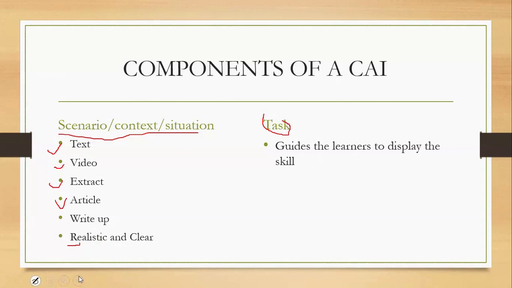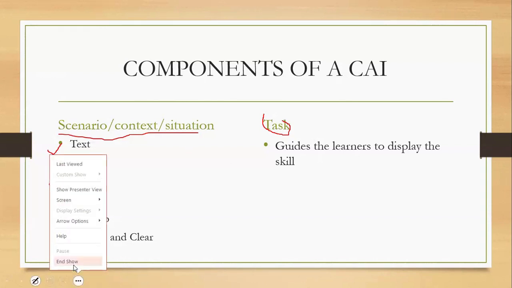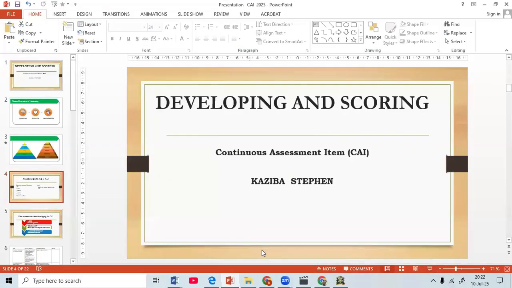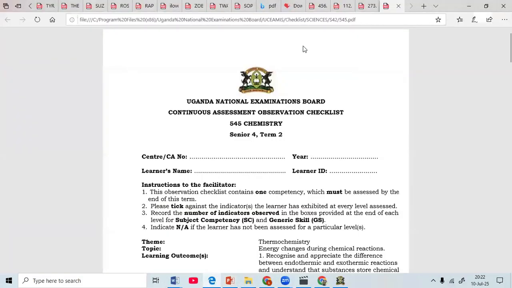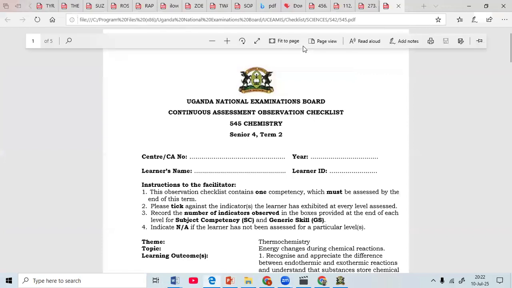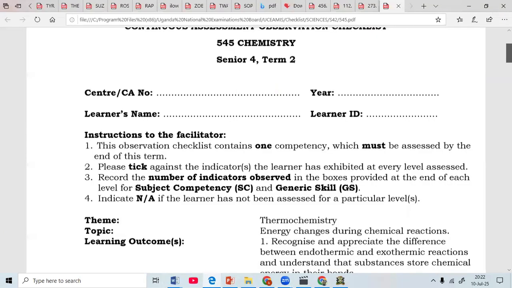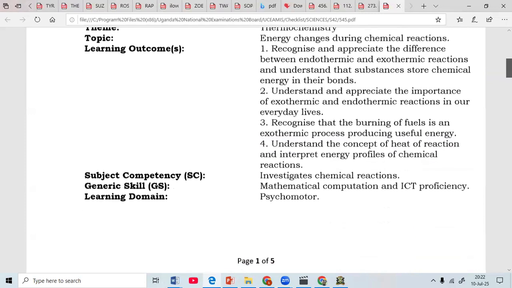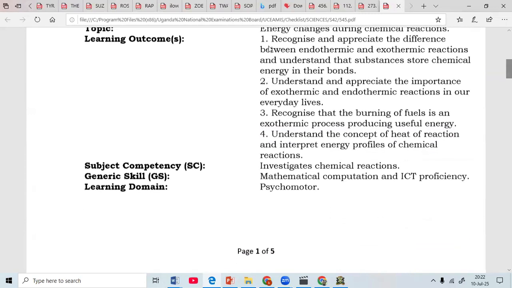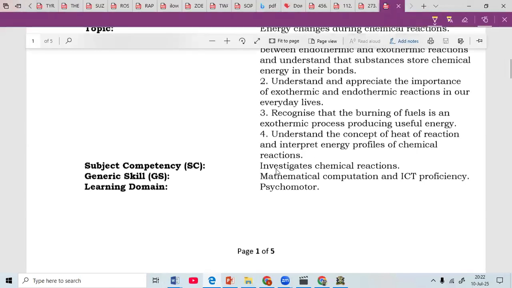Why? Because when you look at the CAIs, when you look at the observation checklist, you are going to find out that in the observation checklist that you are going to receive, always there is a task that requires this learner to do something. But in this observation checklist, there are specific skills we are looking at that this child must be able to obtain when you set this particular activity. Take an example. When you read here that for this particular one, we want the child to be able to attain the mathematical computation and the ICT proficiency. Now ask yourself, when I set this activity, will the child be able to attain those skills?